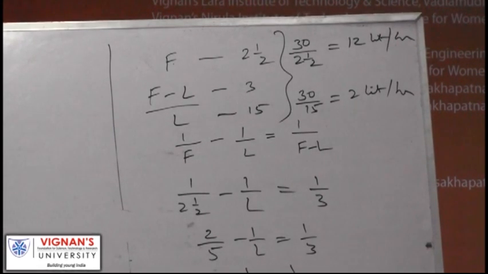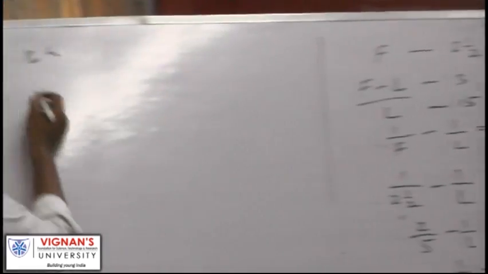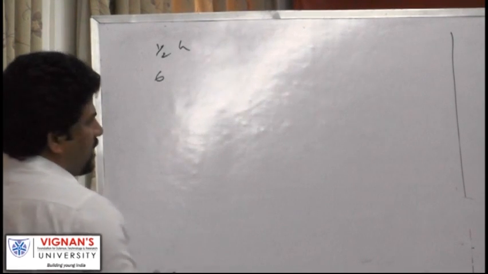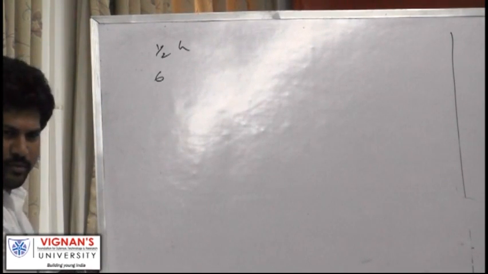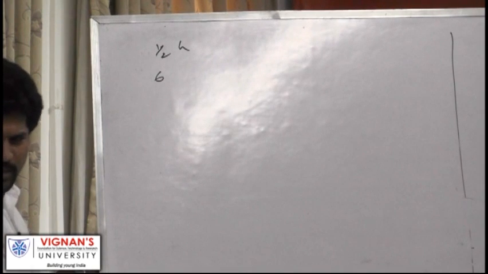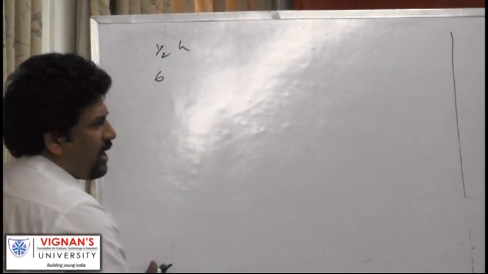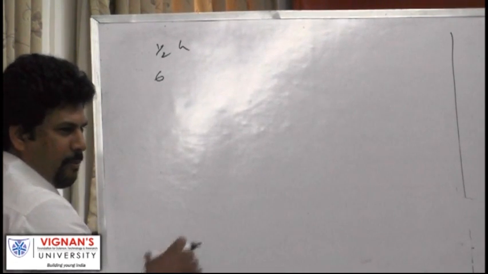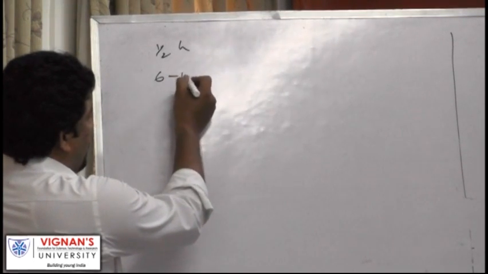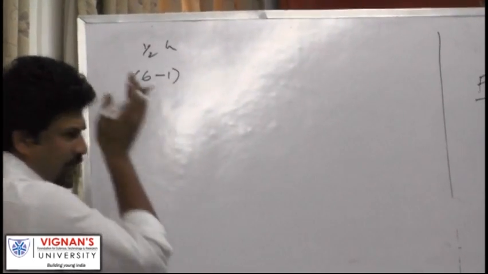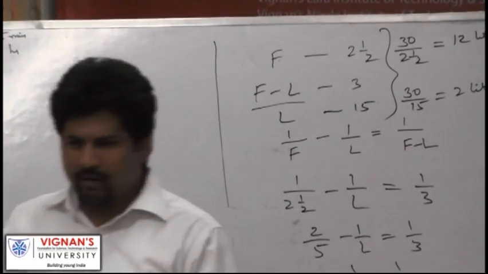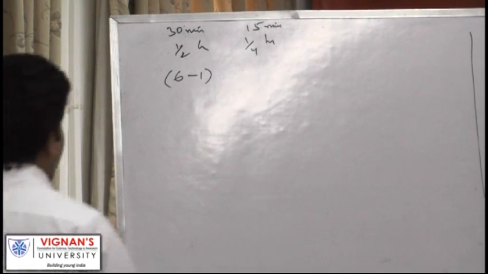So first half an hour, what happens? Filler fills 6 liters because 1 hour it fills 12 liters, half an hour it fills 6 liters, but the leak can empty in half an hour 1 liter. This is what together they do in half an hour, 30 minutes, right? Half an hour, 1 liter it is emptying, 15 minutes, half liter. So it empties another half liter here.